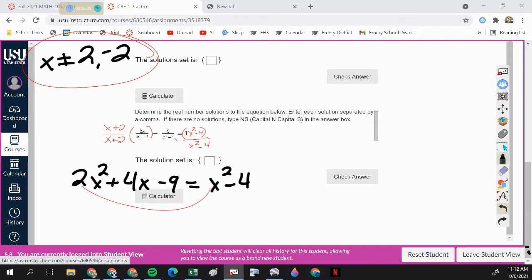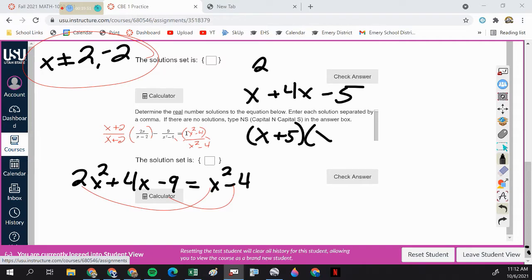So subtract x squared and add 4, and I get x squared plus 4x minus 5, which is x plus 5 and x minus 1. So x is negative 5 or 1. Are any of those in the domain restriction? No. So they're both answers.